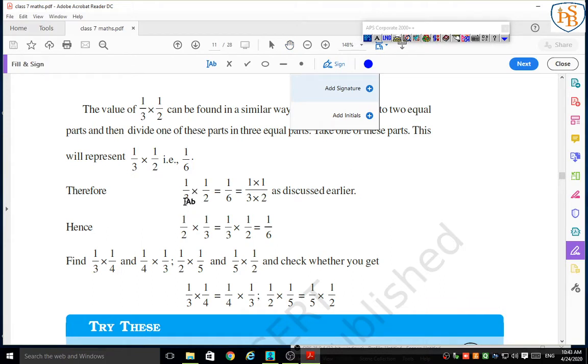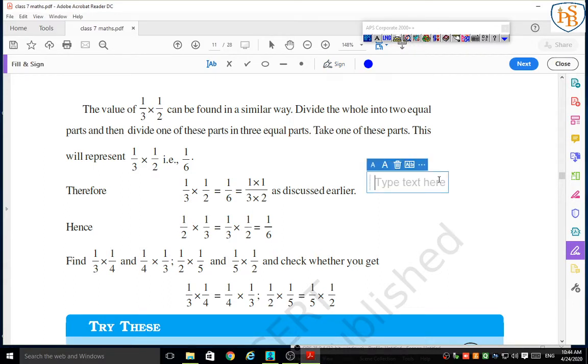1 upon 3 into 1 upon 2 is equal to, as the next step we write the numerator of the first fraction, which is 1, and the numerator of the second fraction, which is also 1. We multiply these numerators, so 1 into 1, upon the denominators 3 and 2, so 3 multiplied by 2. 1 ones are 1 and 3 twos are 6. So my answer will be 1 by 6.